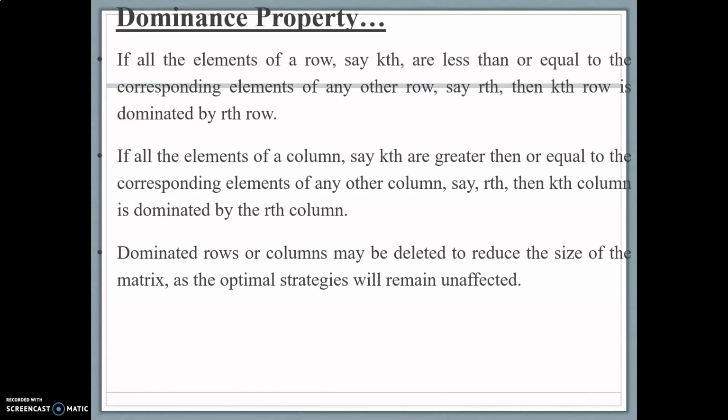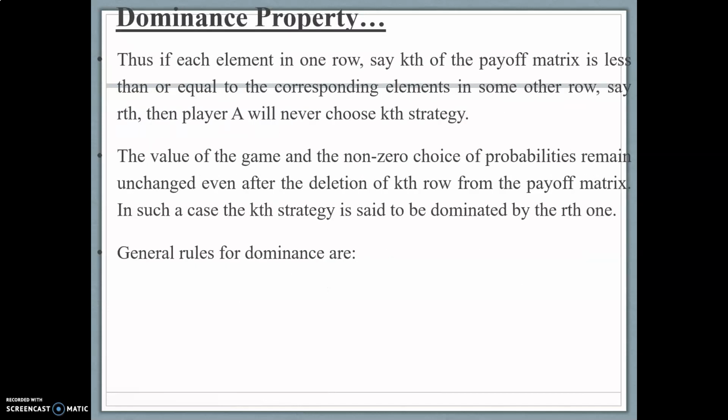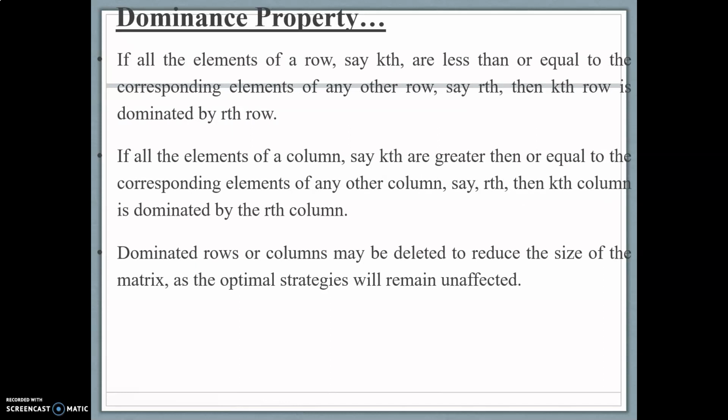These general rules are like this. For player B, who is assumed to be the loser, if each element in a column, say CR, is greater than or equal to the corresponding element in another column, say CS, in the payoff matrix, then the column CR is dominated by column CS, and therefore column CR can be deleted from the payoff matrix. In other words, player B will lose more by choosing the strategy for column CR than by choosing the strategy for column CS. Therefore, he will never use the strategy corresponding to column CR.